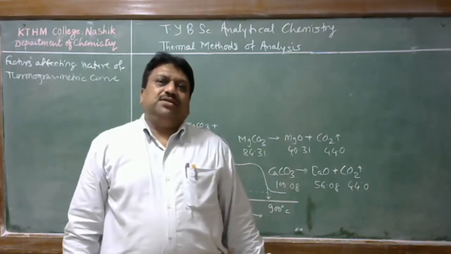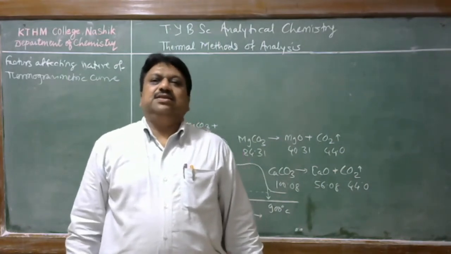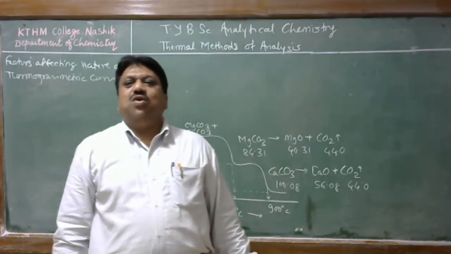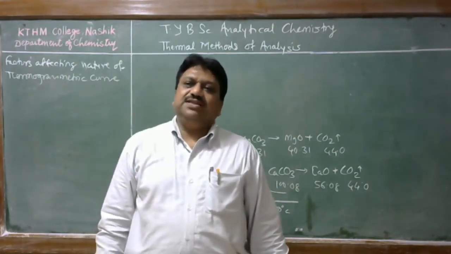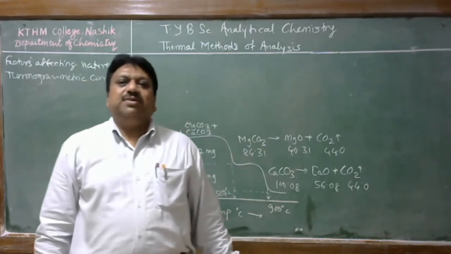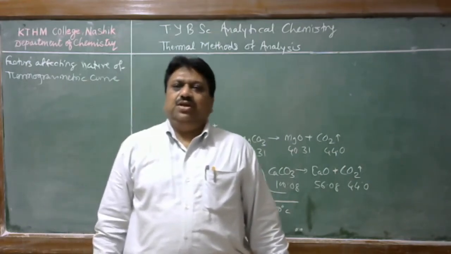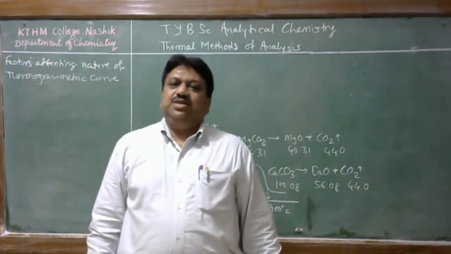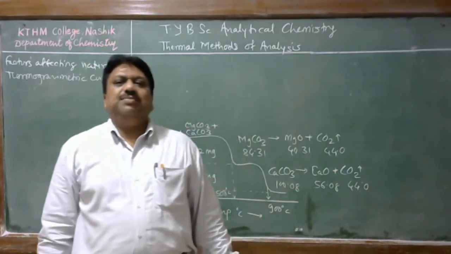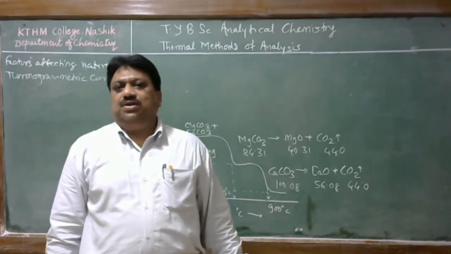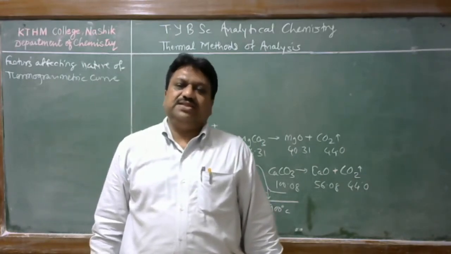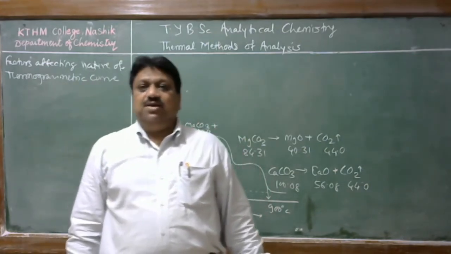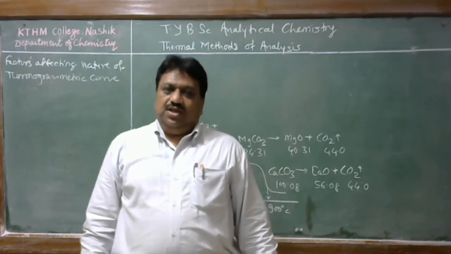Students, we know that thermogravimetric analysis is the measurement of loss in weight of a substance as a function of temperature when the substance is subjected to a programmed temperature heat change. Therefore, the result obtained in thermogravimetric analysis is in the form of a thermogram. A thermogram is a plot or graph of loss in weight of a substance versus temperature, or sometimes loss in weight of a substance versus time when temperature is constant.